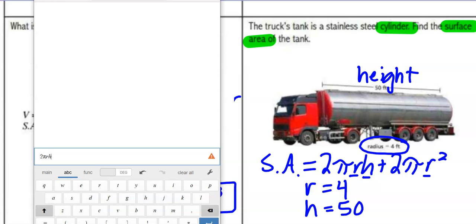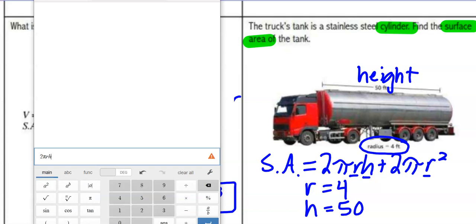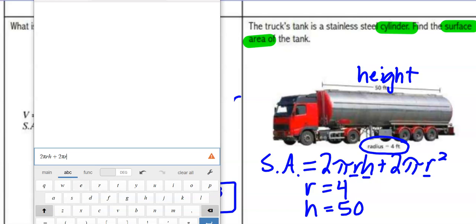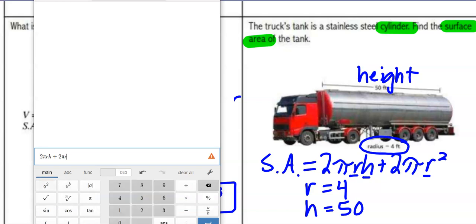2 pi RH, that's going to be the lateral area, plus 2 pi r squared. So again, in class, the formula sheet that I gave you was 2 pi r squared plus 2 pi RH. So this one's a little different. It's an older formula sheet, but it's still the same thing, just reversed. You'll get the same answer.